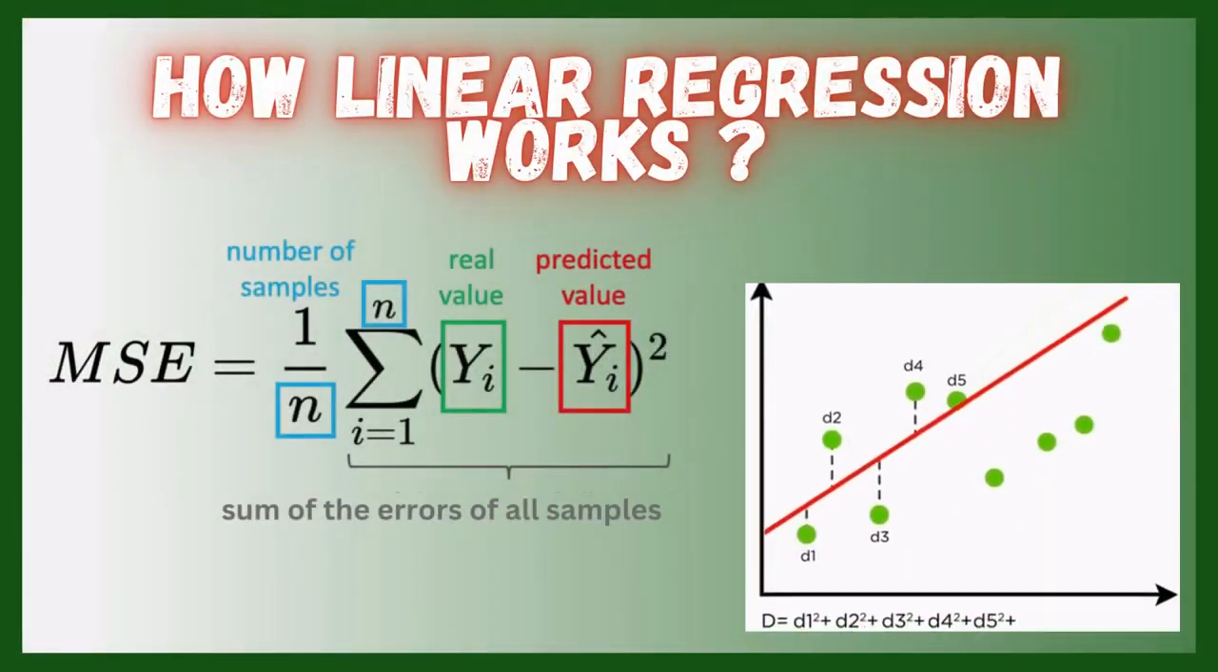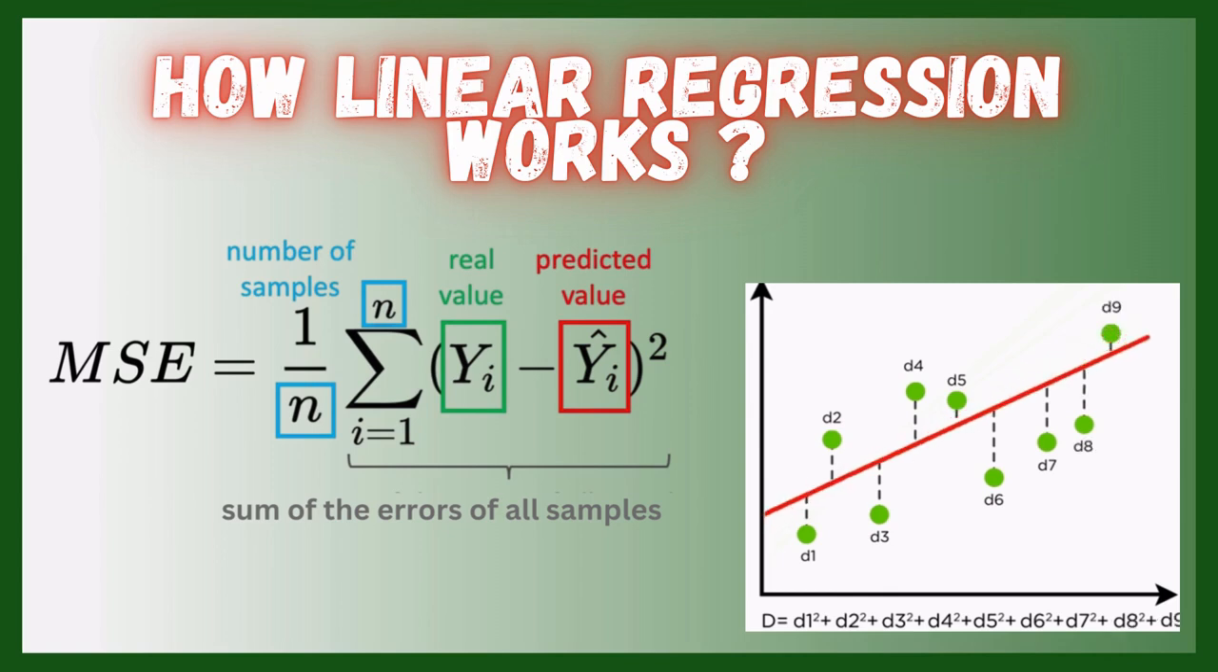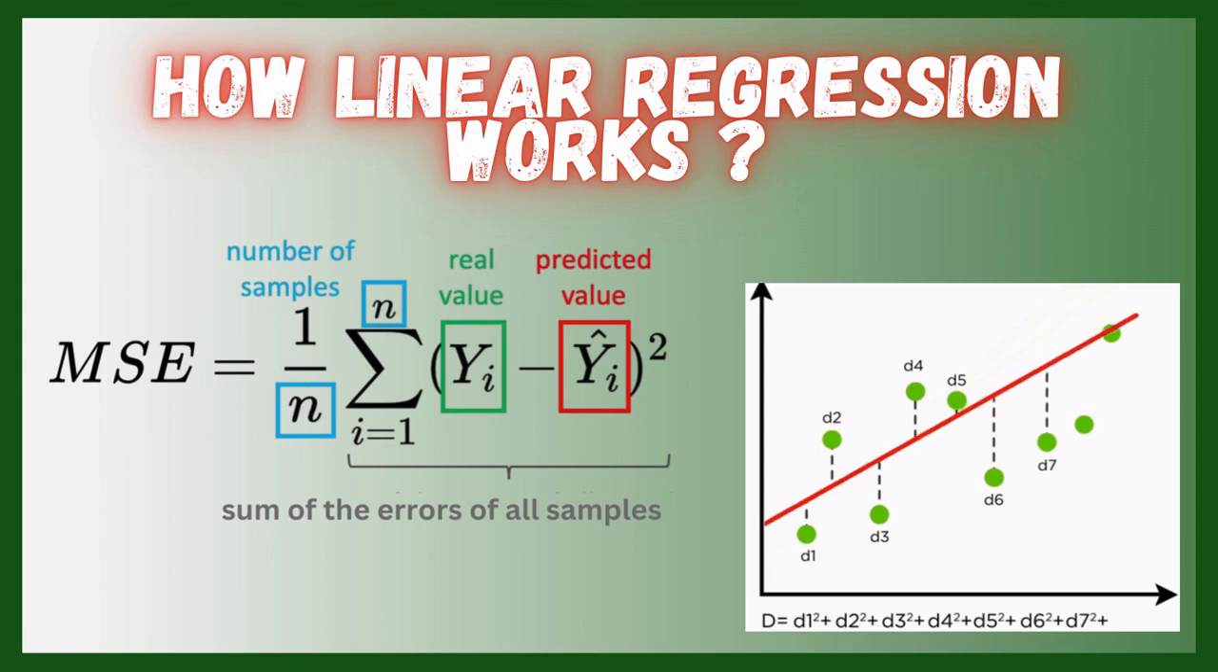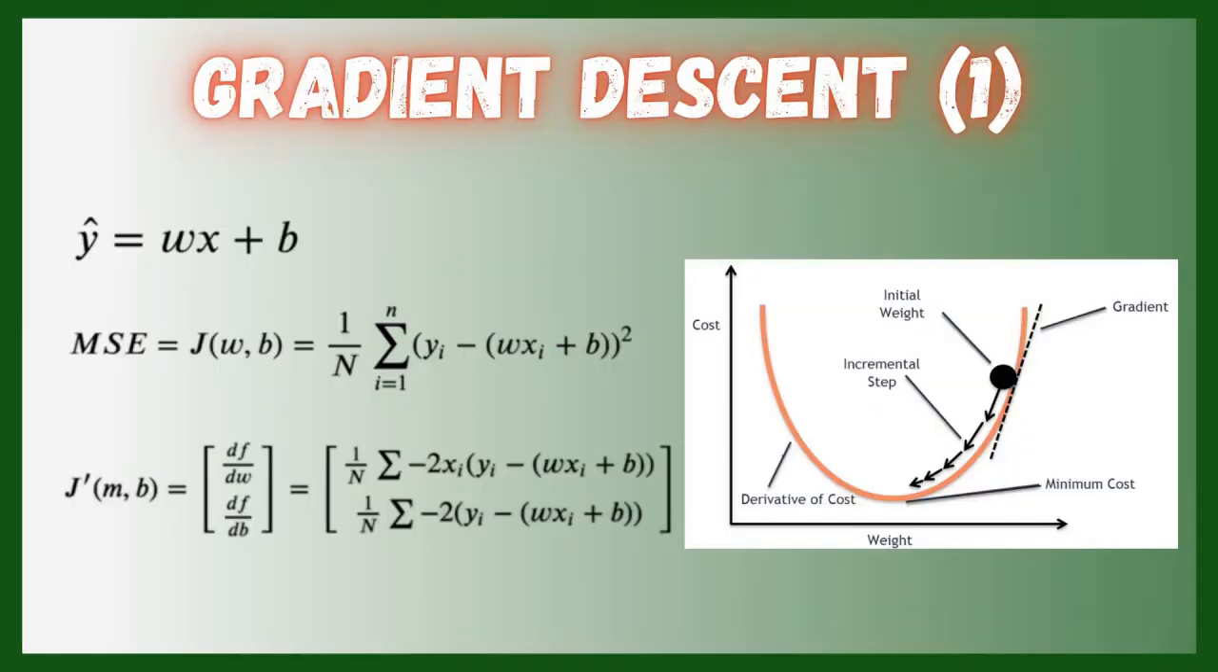To find the best fit line, we need to find w and b so that the value of the loss function MSE is minimized. To find its minimum value, we need to calculate the derivative of the loss function with respect to w and b, or the gradient. We use the gradient descent method to minimize the loss function. This method can optimize almost all deep learning models.